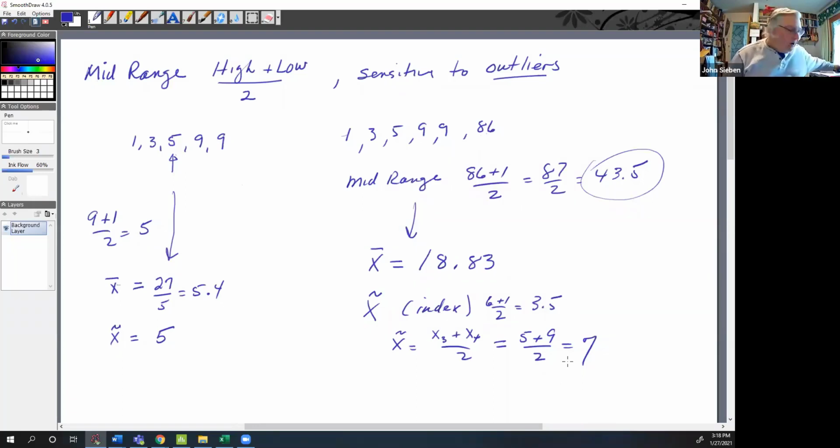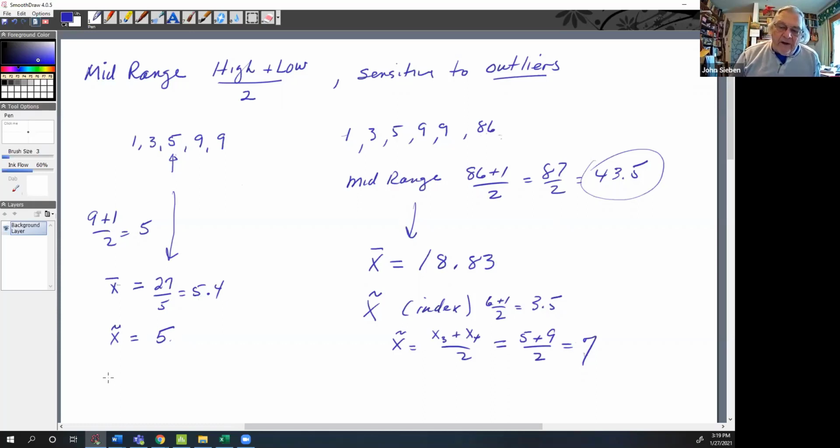Wow, this tells us something about measures of central tendency. Here we're looking at X bar, the mean, and the mean is pulled up to 18.83 in this data set. All I did was add 86. I had this data set and I added 86, and the mean went shooting up toward that big value. But see, the median was hardly affected. It did go in that direction, but not all that much. It didn't go to 18.83. It went from 5 to 7 by the addition of this one piece of data.